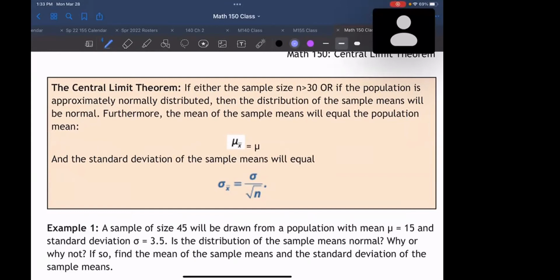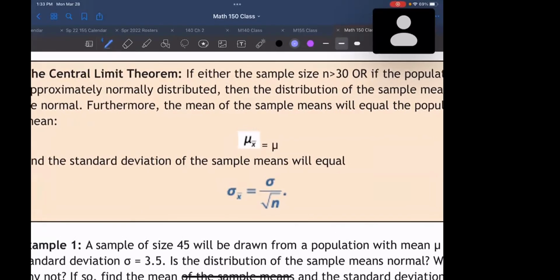If one of these things is true, then the distribution of the sample means, the graph that we just drew, will be normal. We'll have that bell curve, and the mean of the sample means will be equal to the population mean. Now I know there's a funky symbol here. Don't really worry about the funky symbol. This just means the mean of the sample means. I'm never going to require you to know what that symbol means, but I do want you to know that it's equal to the population mean.